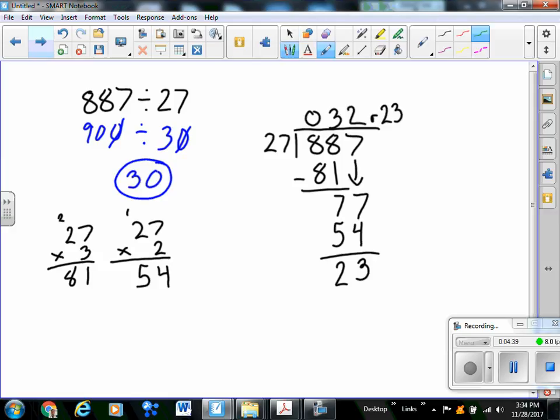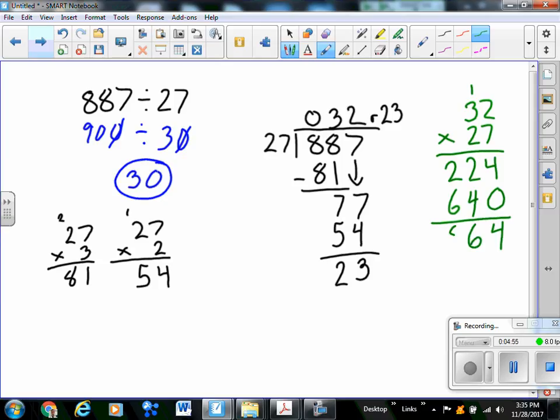32 times 27. 7 times 2 is 14, 7 times 3 is 21, add 1 is 22, 0. 2 times 2 is 4, 3 times 2 is 6, 4, 6, 8.